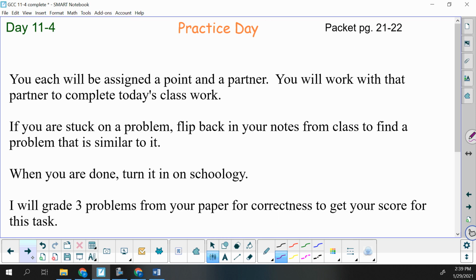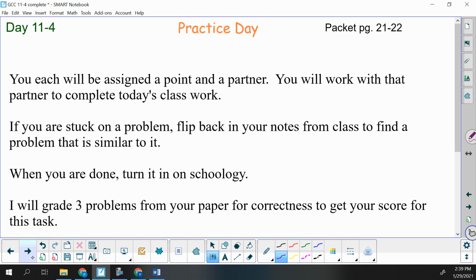All right, so what you're going to be doing as your in-class activity on your own is you're going to be working on packet pages 21 and 22. So if you could flip there right now in your packets. These 2 pages you're going to upload, and it's going to be graded for correctness. It's going to be a grade out of 3 points.